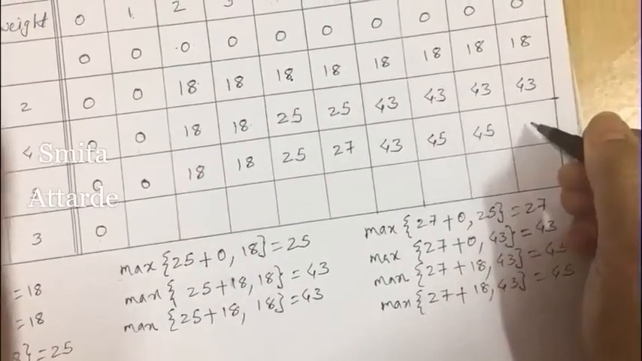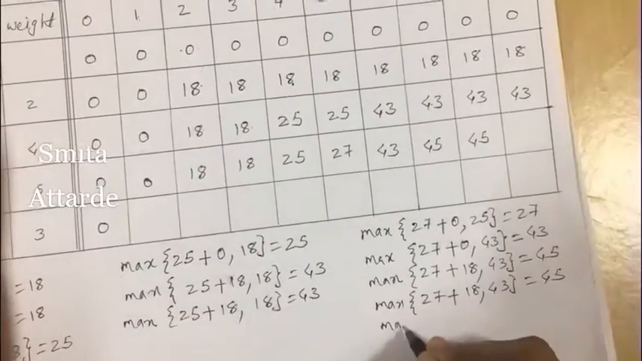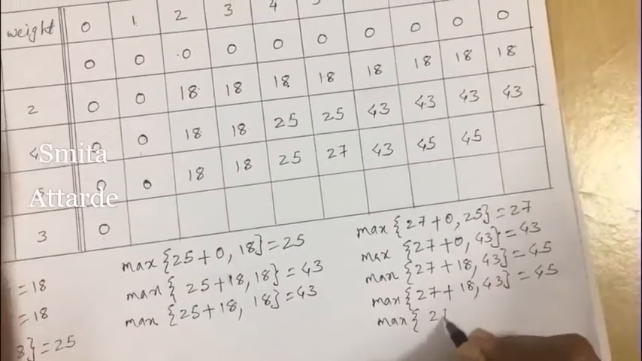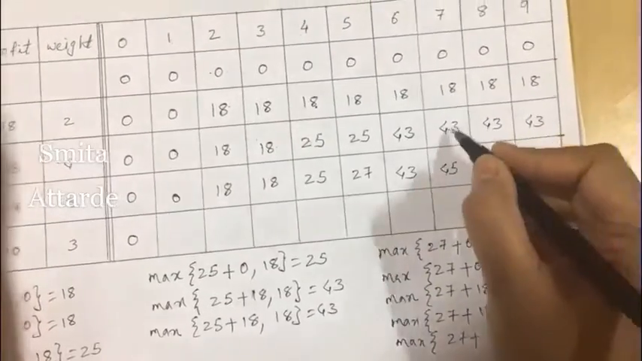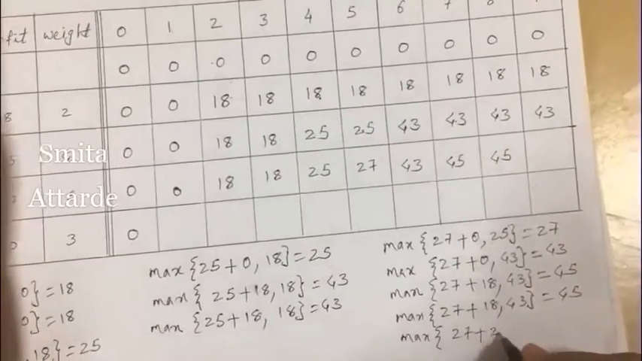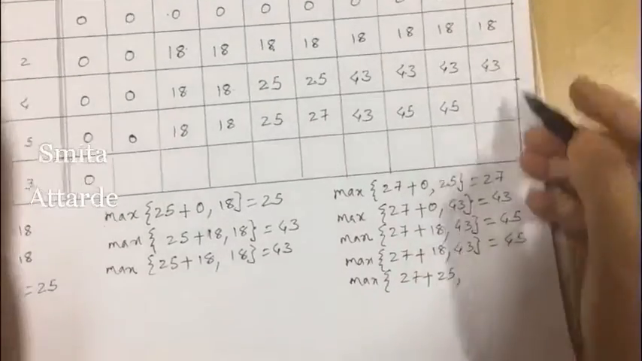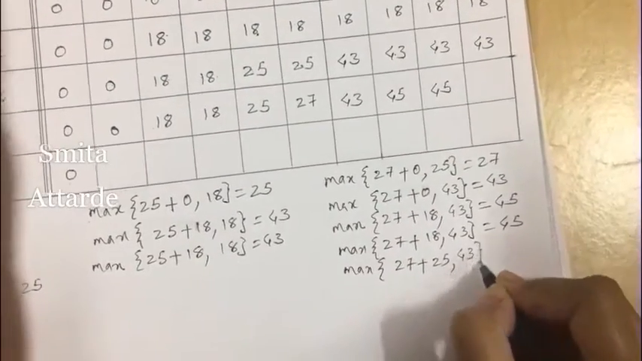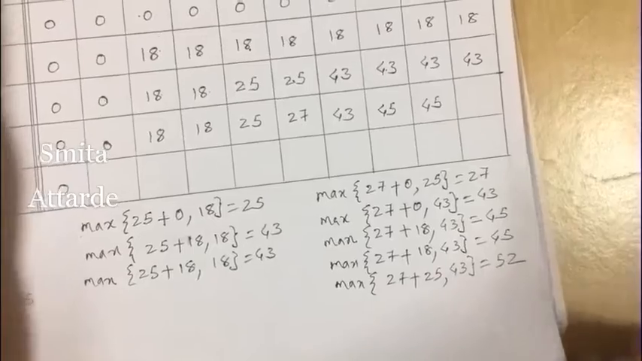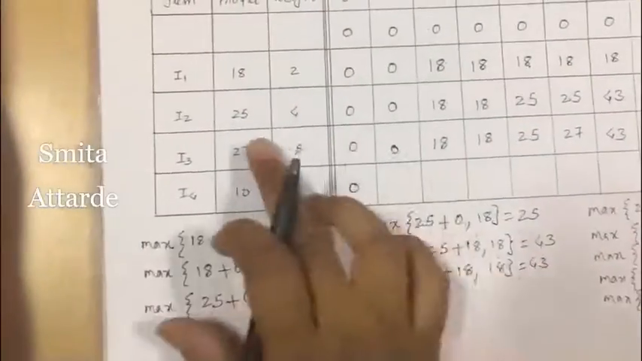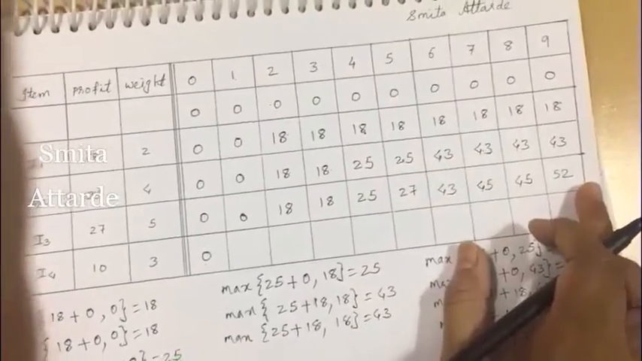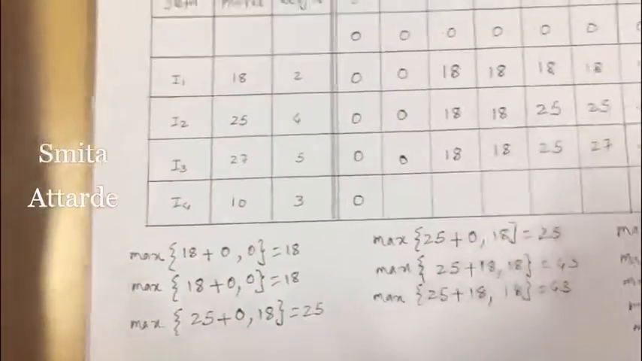Now the last value, again I'll use the formula. This is 27 plus, one row above and 5 steps behind. 1, 2, 3, 4, 5. So that is 25, comma, the above value is 43. So what do you get here? 52. So here 52. So we have calculated for the third item as well. Now we'll calculate the last row.